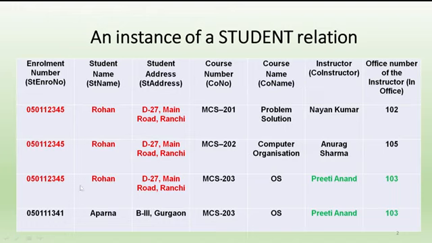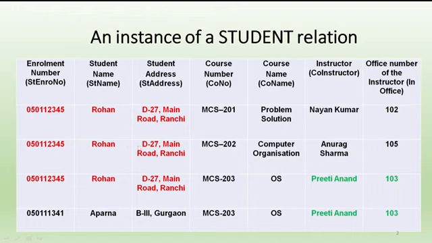All this information is recorded in this particular table, and what you can see is that the information shown in red color as well as in green color, both are redundant in nature. What do we mean by redundant in nature? For example, for the enrollment number 050112345, the name of this student is Rohan, and he resides in some place in Ranchi. This information is repeated in these three tuples: the first tuple, second tuple, and third tuple.